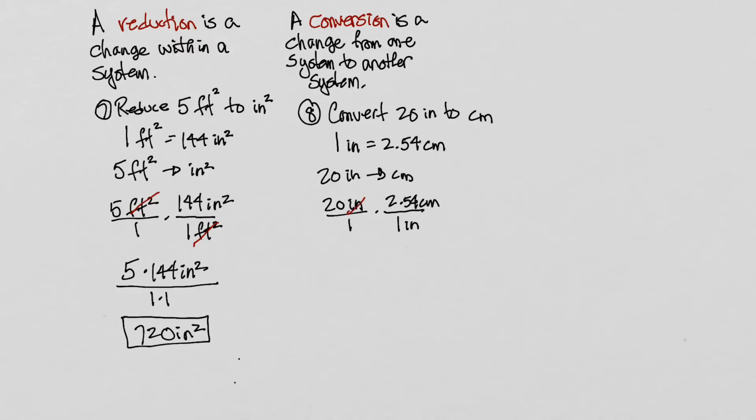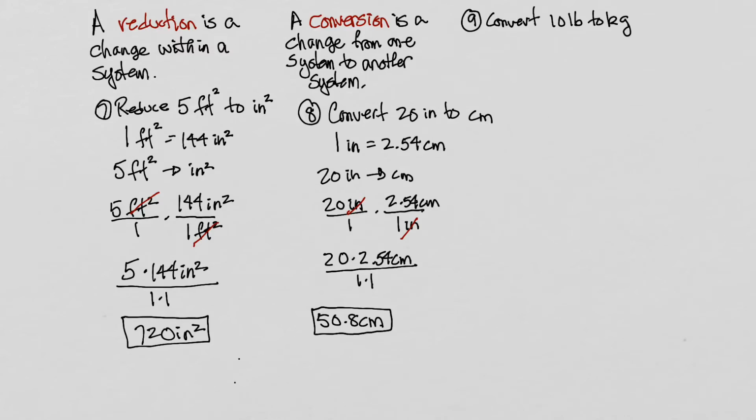Then our inches are going to cancel, and we will be left with 20 times 2.54 centimeters all over 1 times 1. Right, do you see it? 20 times 2.54 cm over 1 times 1. And then making this multiplication, 20 times 2.54, I got 50.8 centimeters all over 1, so 50.8 centimeters. So 20 inches is the same as 50.8 centimeters.